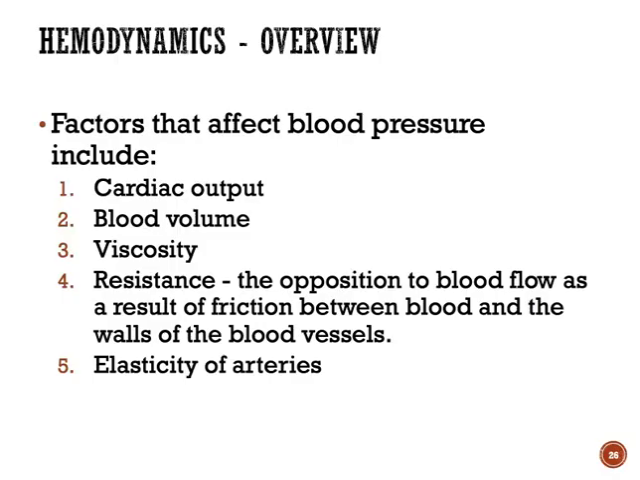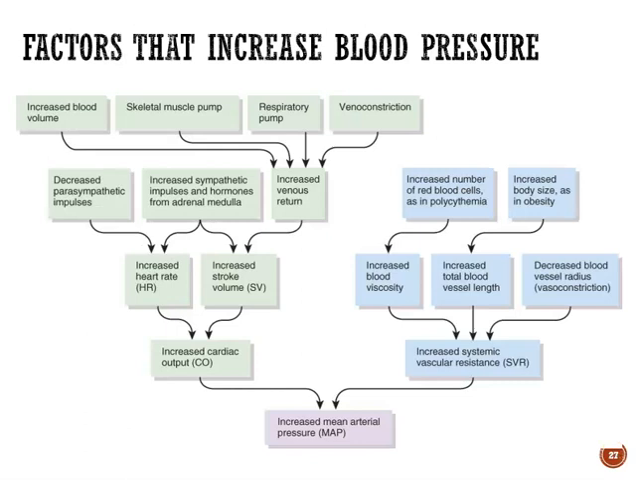Okay, let's talk a little bit about hemodynamics. These are things that are going to affect blood pressure. As we talked already about cardiac output, blood volume, viscosity, resistance, and then the elasticity of arteries. All of these things are going to affect our blood pressure. And to me, the easiest way to talk about all of these is if we, instead of individually, just take a look at them in totality and how they all influence one another.